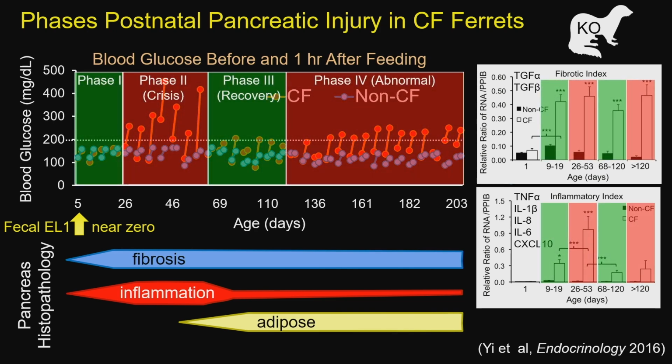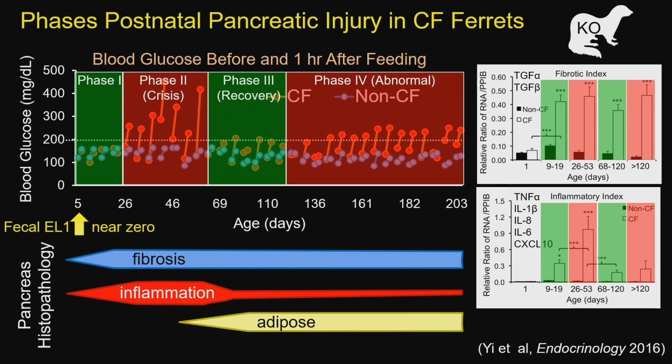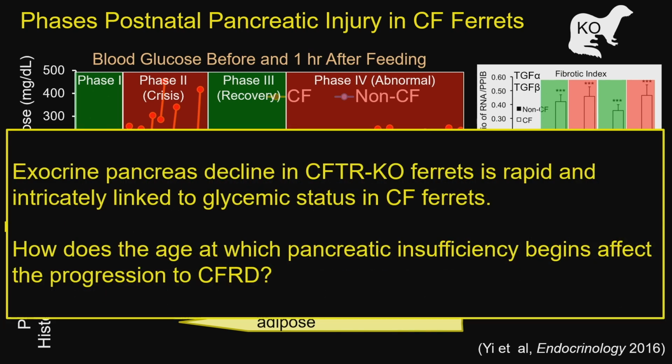And it's extremely synchronized in the way that you can see here on the right, we have mapped RNA expression as a fibrotic index and inflammatory index, the sum of these mRNA cytokines and adipokines. And you can see that there's a glycemic crisis at about 1 to 2 months that animals are spontaneously glycemic. And then a very rapid recovery. And I'm not going to talk about this, but that recovery involves the regeneration of islets that have been destroyed during the early phase of acinar degradation. And so exocrine pancreas disease in the CFTR knockout ferret is very rapid.